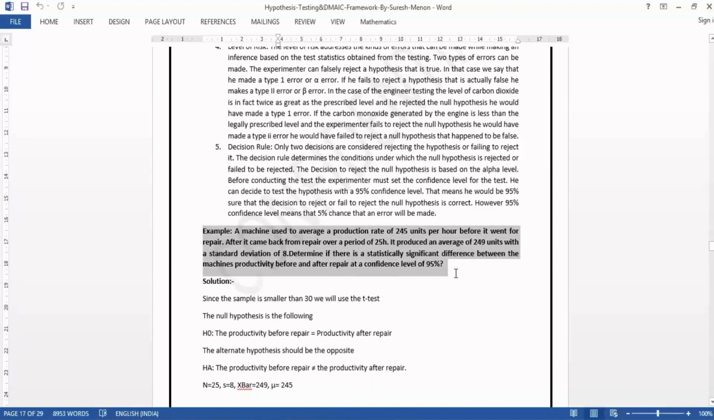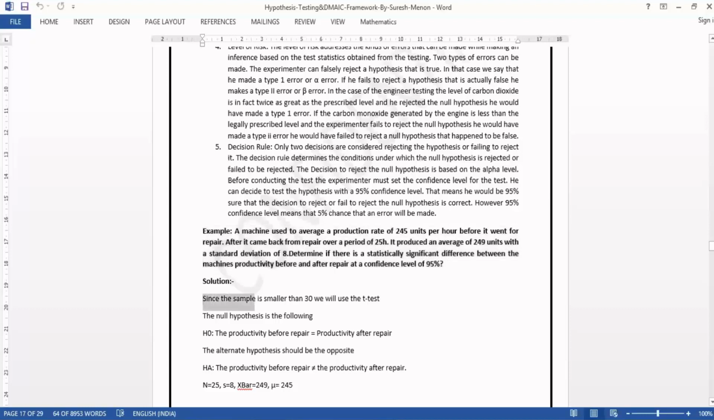A machine used to average a production rate of 245 units per hour before it went for repair. After it came back from repair, over a period of 25 hours, it produced an average of 249 units with a standard deviation of 8. Determine if there is a statistically significant difference between the machine's productivity before and after repair at a confidence level of 95%. So this is the problem. Now you understand this example? Kindly read it, please. Have you received this document which I sent to you? Yes, sir. This example will make you understand how to do the null hypothesis test and alternate hypothesis test.